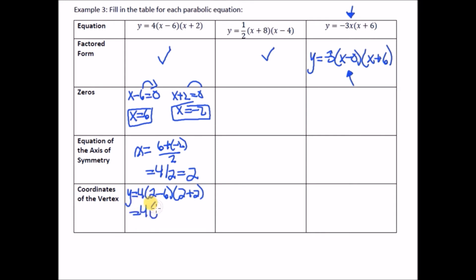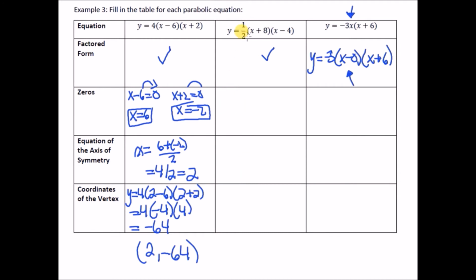And if you notice, this one's negative 4 and this one's 4. These are always repeated because what we're doing is we're using the axis of symmetry, which is equidistant from both zeros. So it makes sense that these two numbers are going to be the same distance away. So I get negative 64. So our vertex occurs at 2 comma negative 64.